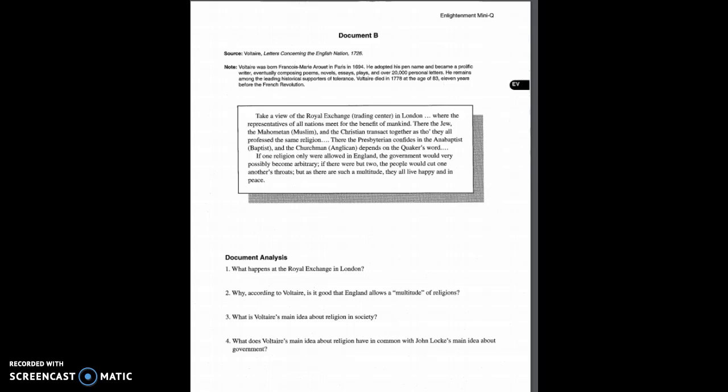Now, so far he's talking about the positives and all the good things of all these religions coming together to interact. Now the second piece he's talking about, if there was only one religion allowed in England, the government would possibly become arbitrary. Go ahead and circle the word arbitrary. And arbitrary is going to connect back to meaning that power is unlimited or power is unrestrained. So you could even maybe annotate or connect to, we have the possibility of having a tyrant.